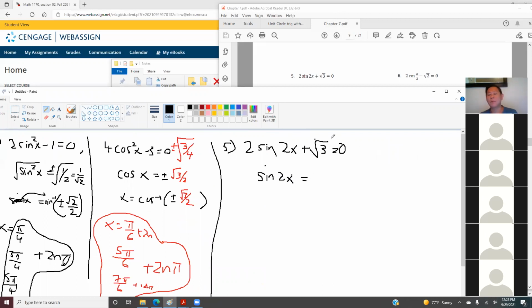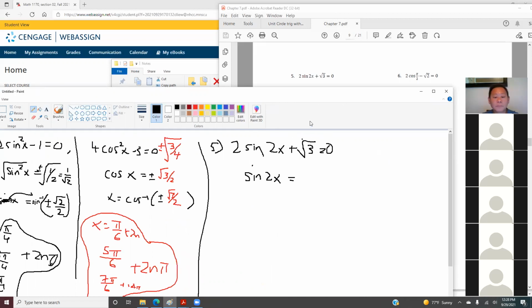So can someone tell me what sine 2x is in this case? This is not tough. It would be negative √3/2. Don't forget the negative, because you move the positive over. And then you move the sine over there, so this sine becomes the arc sine.